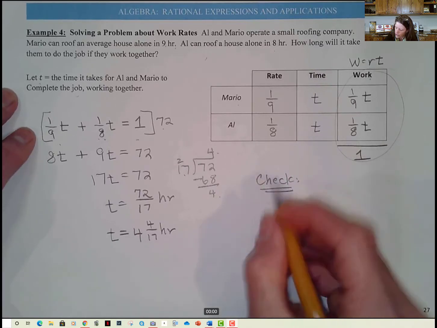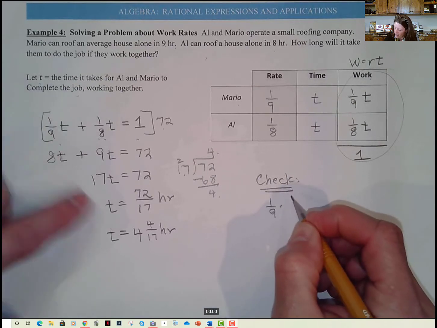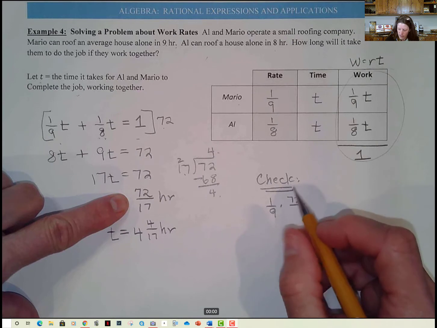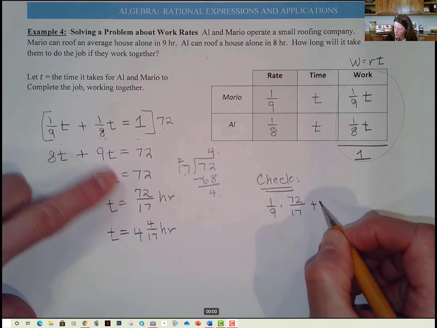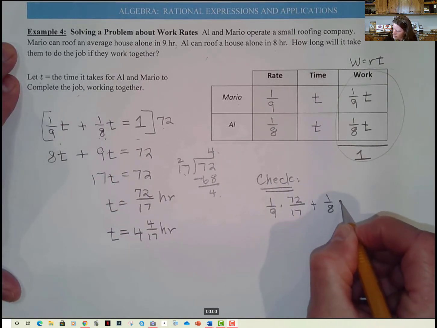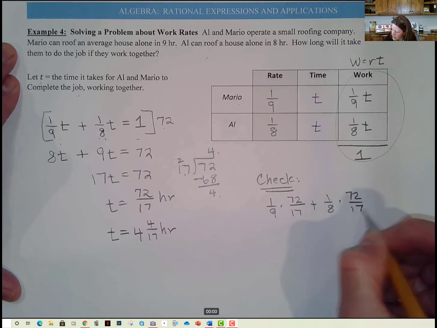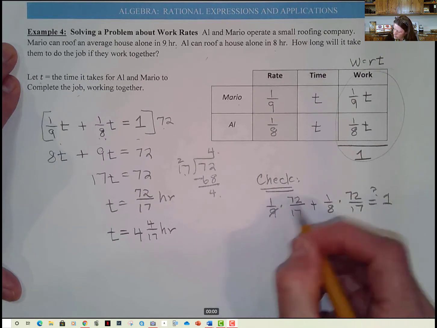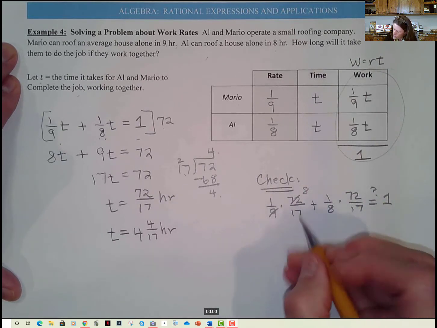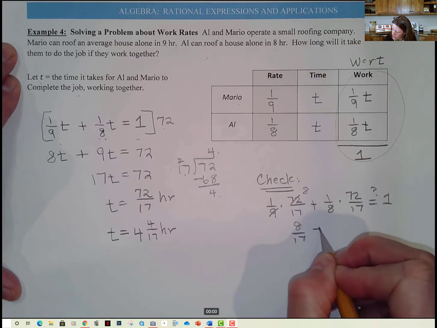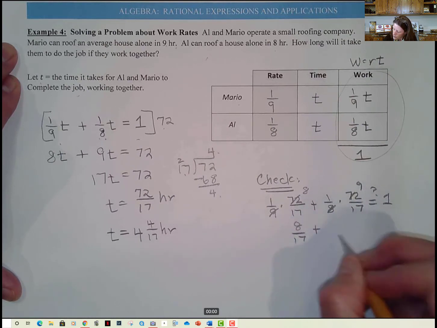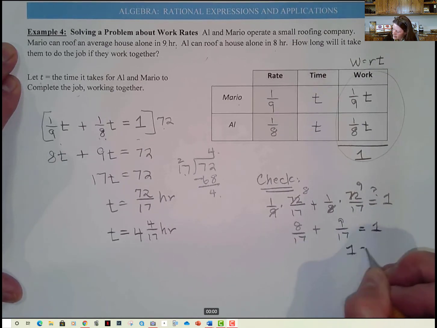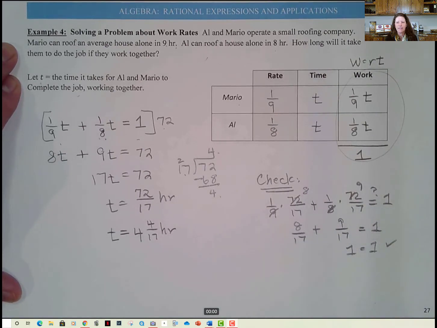Substituting into the original equation is 1/9 times, I'm going to use our improper fraction 72/17, plus 1/8 times 72/17 really equal to 1? In other words, is 8/17 plus 9/17 equal to 1? And it is, and that's going to check out just fine, isn't it?